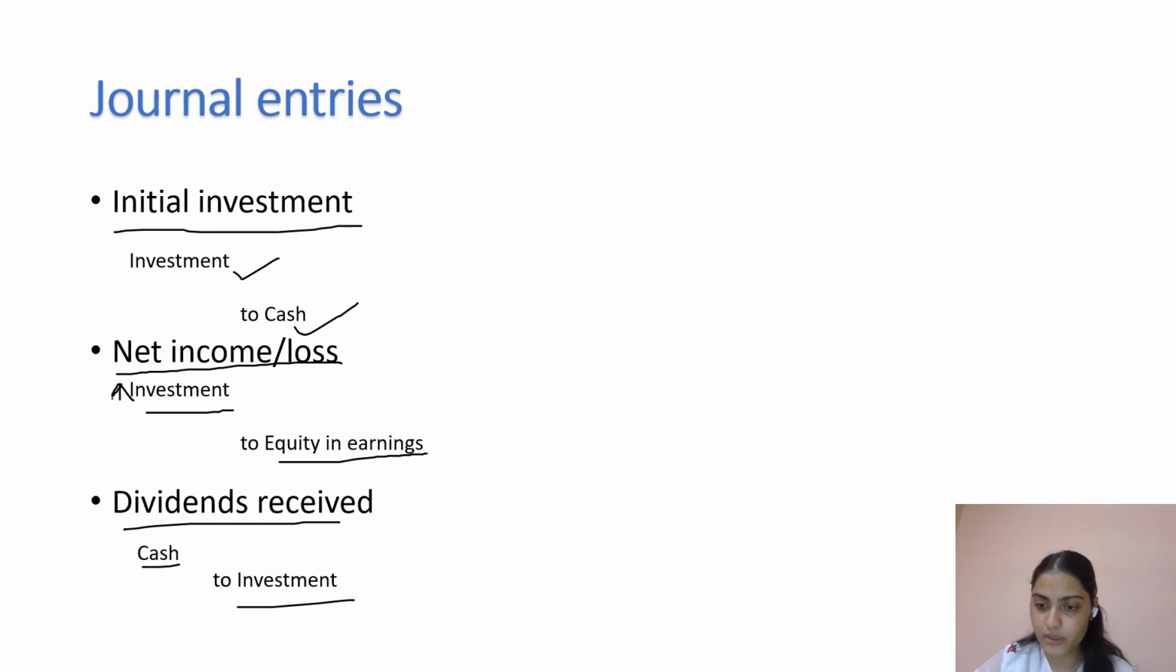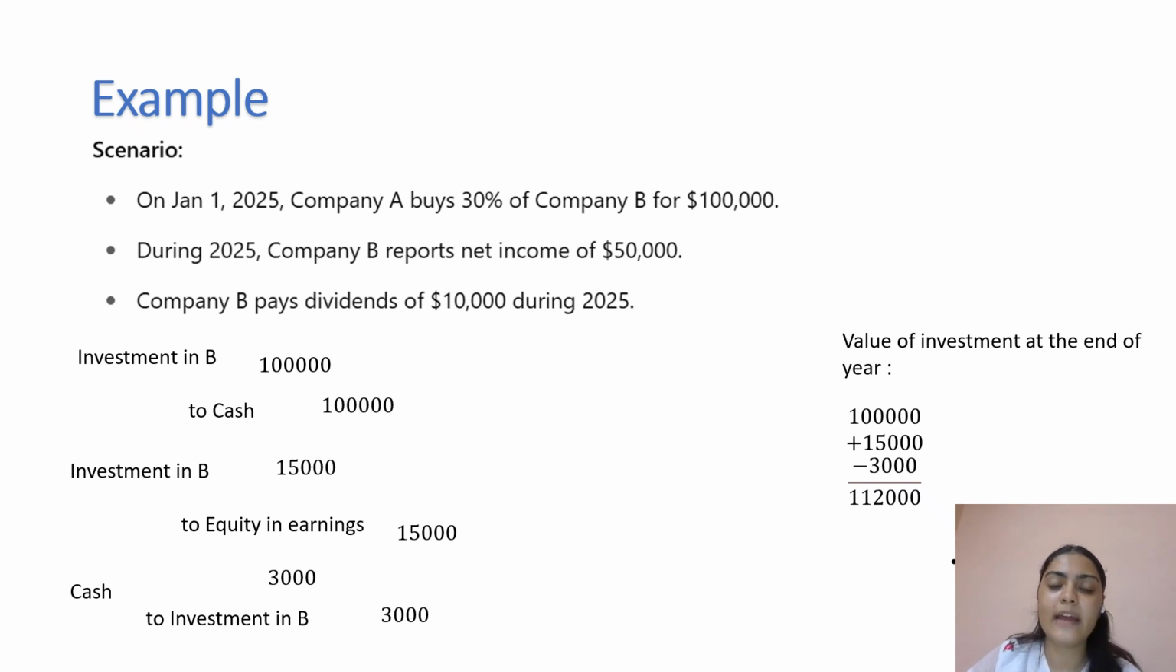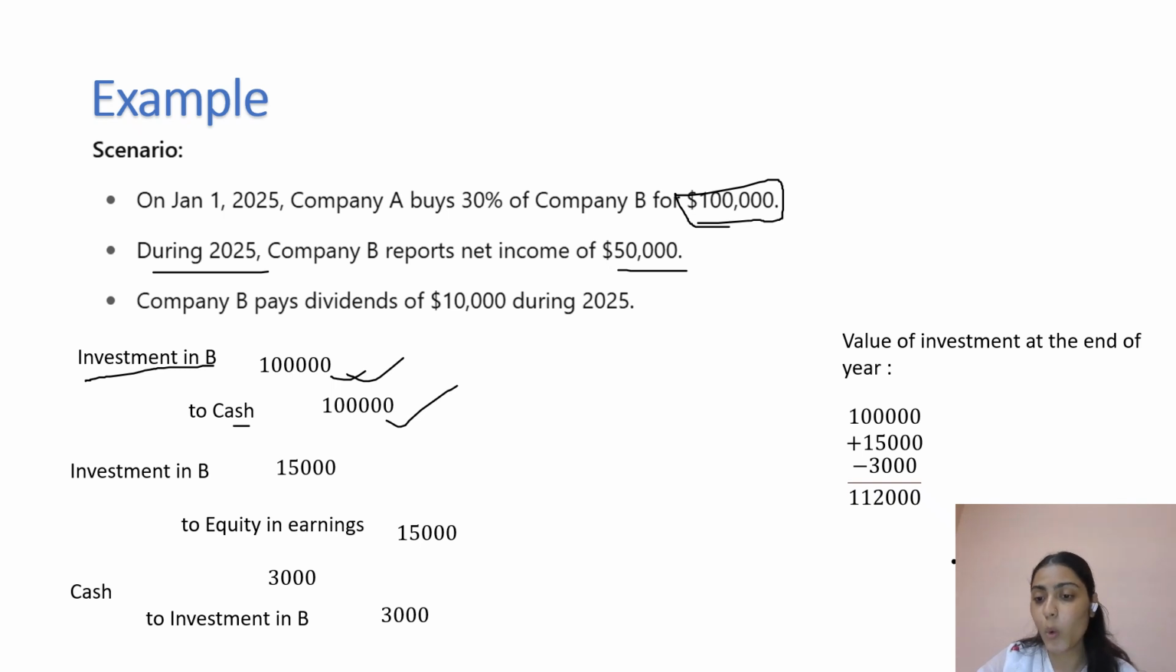Let's go to our first example here. On January 1, 2025, company A buys 30% of company B for 100K. Now, this is the cost, the initial value of my investment. So, in my first journal entry, I'll record investment in B to cash of 100K. Okay. Now, second point, during 2025, company B reports net income of 50,000. How much share do I own? 30%. So, what is my share of net income there? 50,000 into 30%. So, that will be 15,000. So, I'm going to increase my investment and credit equity in earnings.